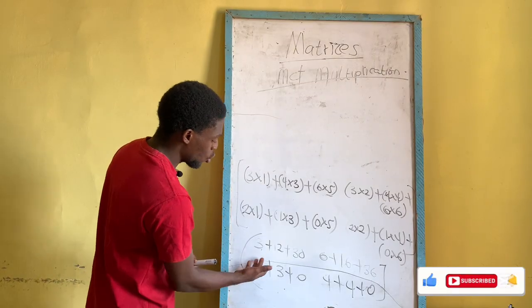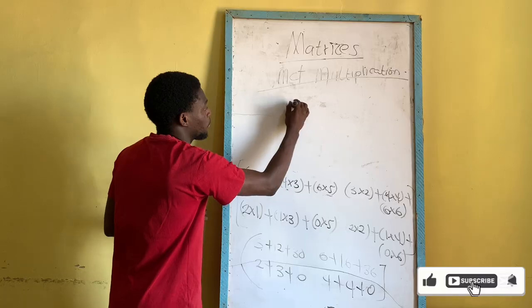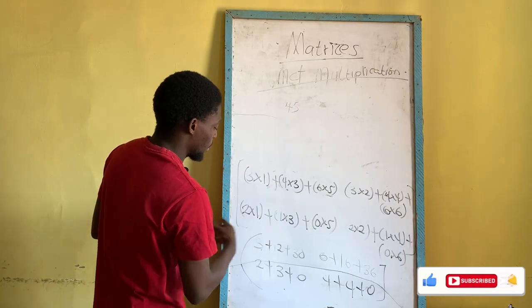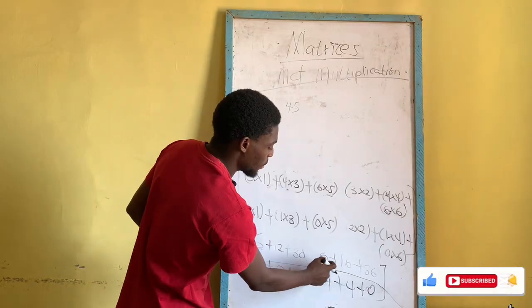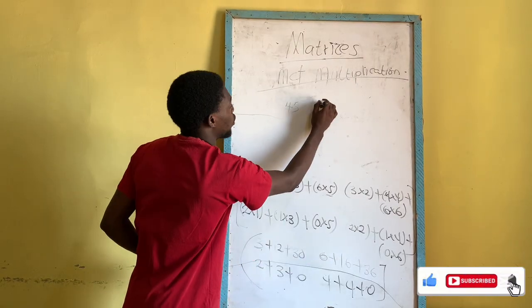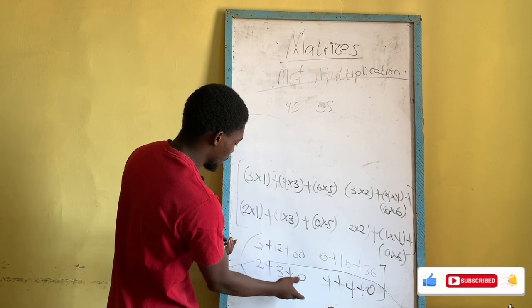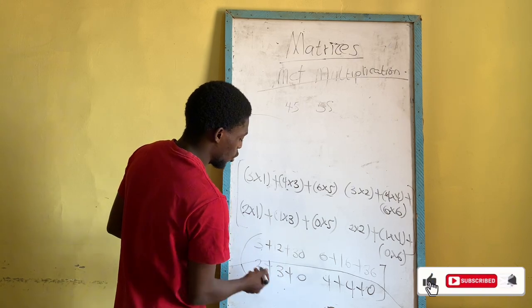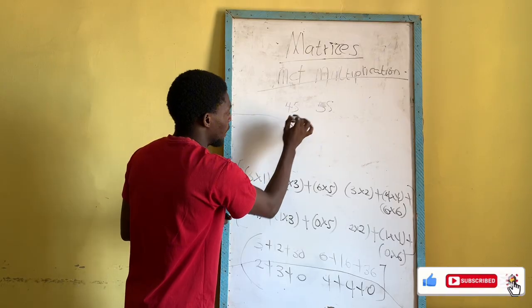So 3 plus 12 plus 30 gives us 45. 6 plus 16 plus 36 is 58. Then 2 plus 3 plus 0 is 5, because 2 plus 3 is 5. 5 plus 0 is 5. We have it here.